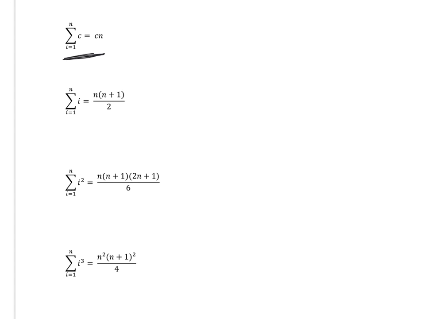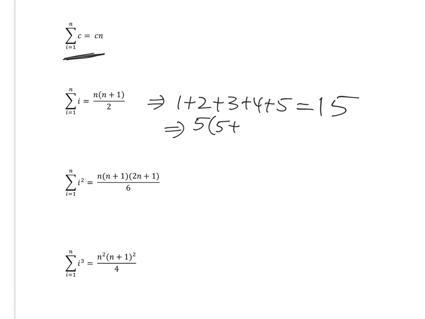Summation of I, as I goes from 1 to n. Well, we had 1 plus 2 plus 3 plus 4 plus 5. Let's just verify that this works. That's 15. Well, in this formula, n is 5. n times n plus 1 over 2 equals 15.